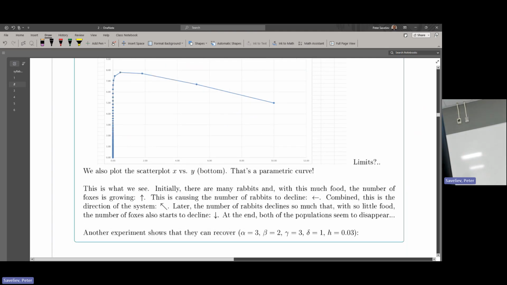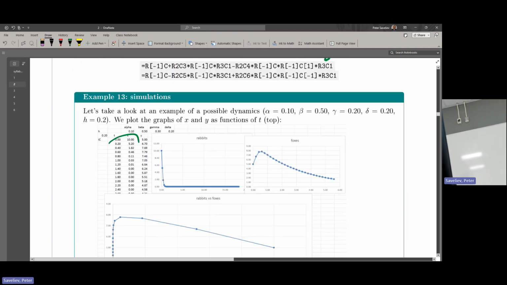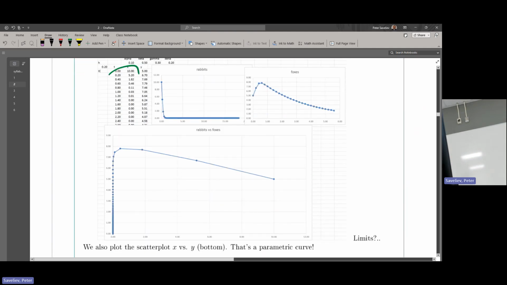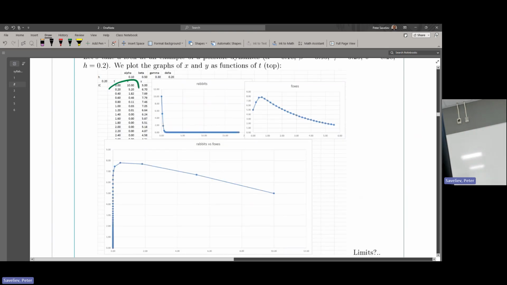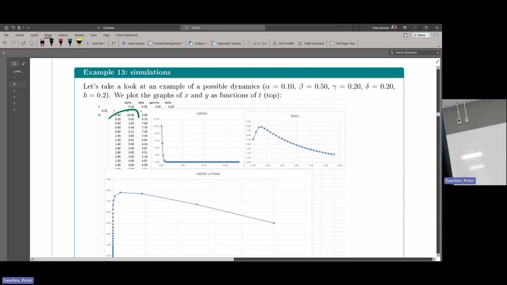Okay, so another experiment here. I changed the values of alpha and beta, and changed h slightly. Remember what h is: delta t. It gives you the quality of our approximation. The larger h is, the worse our approximation. You can see how fast they're moving.